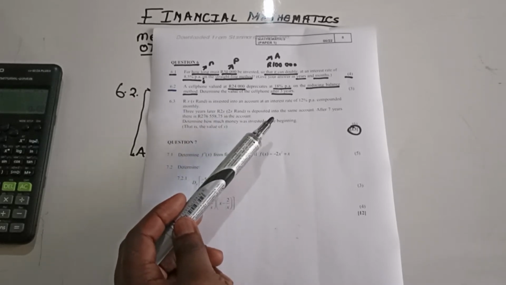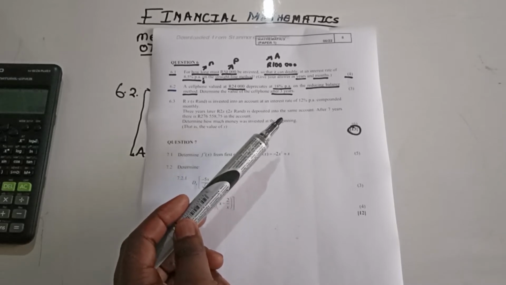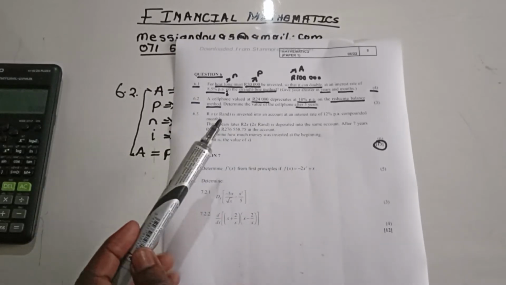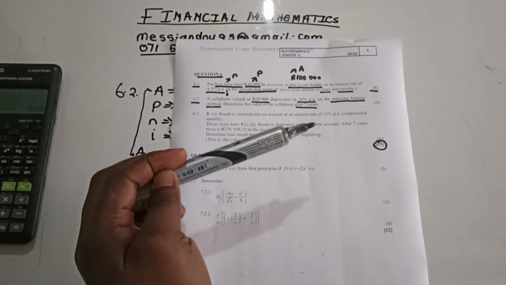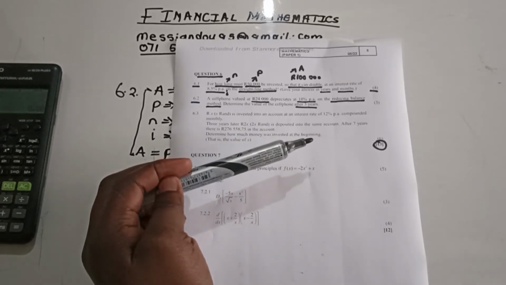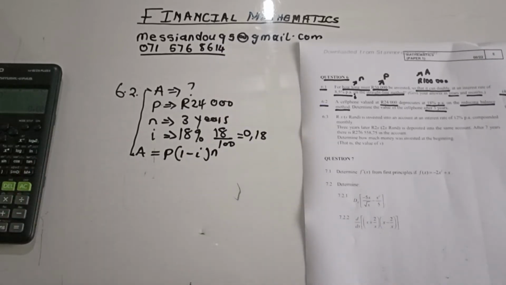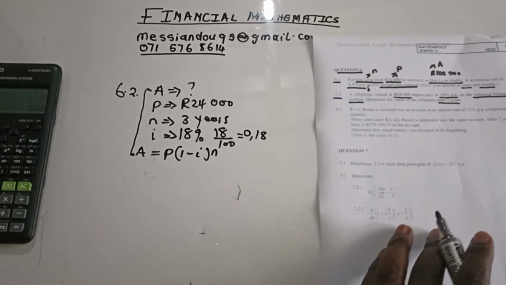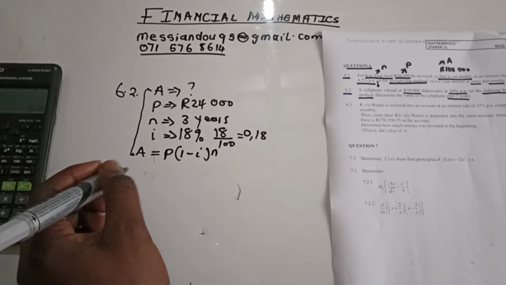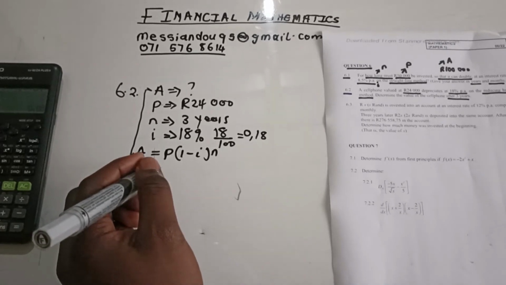They want to see how much this phone is going to cost after 3 years if it depreciates at 18% per annum on the reducing balance. So this is just the formula. 3 marks for free here. They're just giving it to you so that you can pass your exam, guys. So substitution and get your final answer.